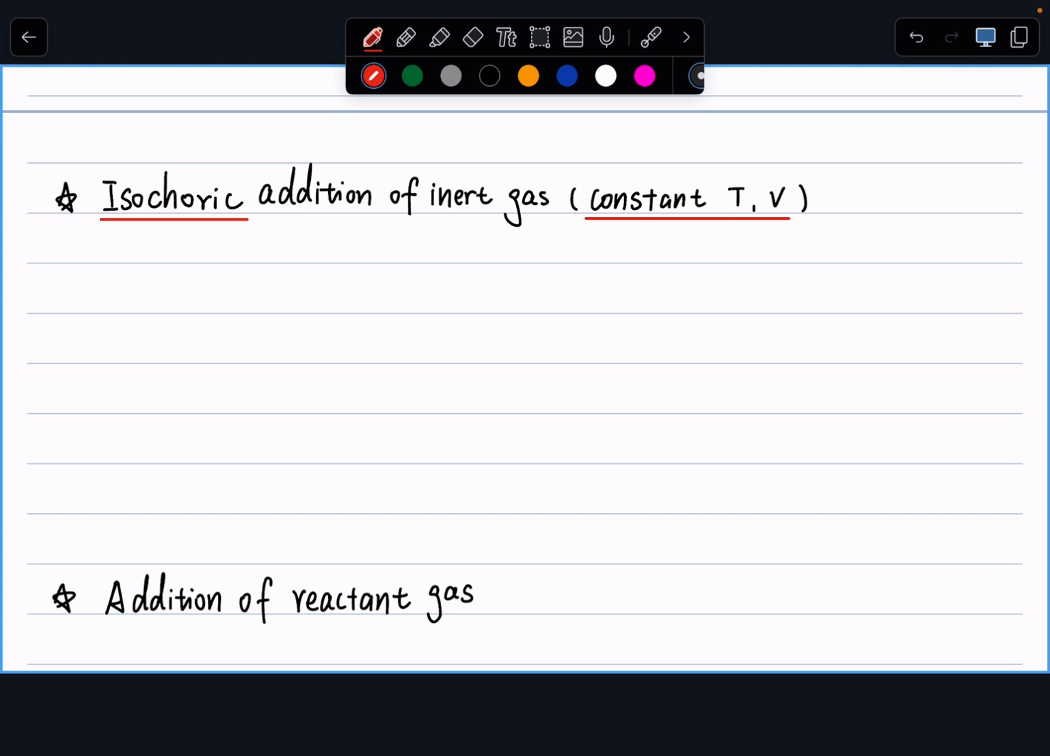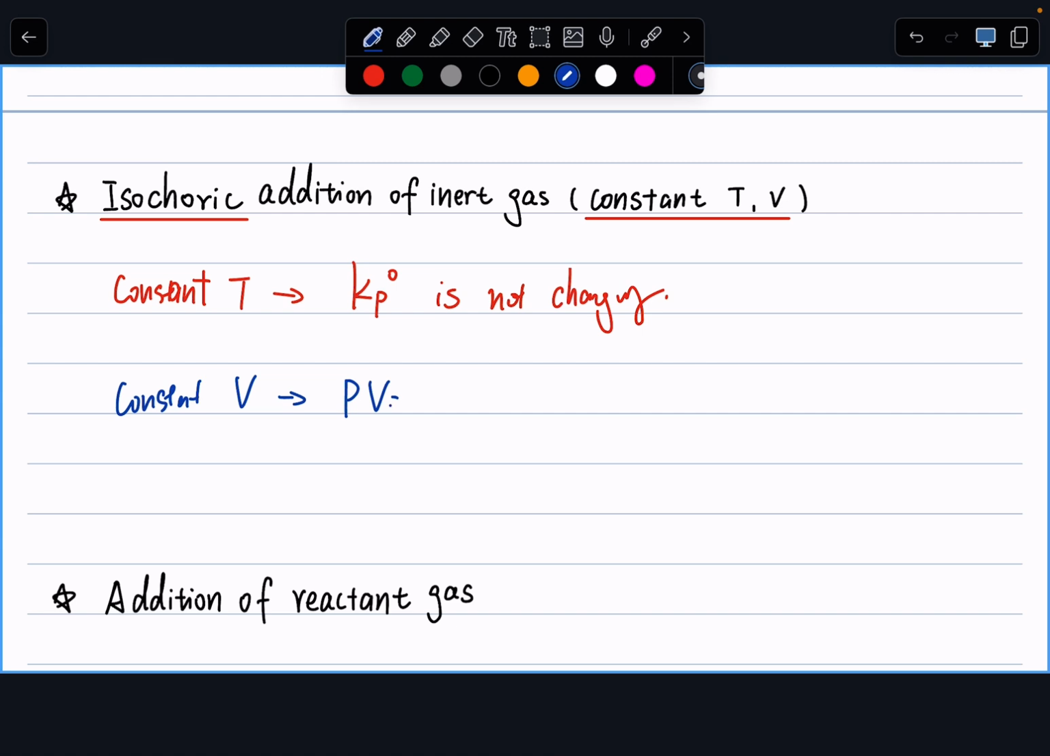So what do we have here? Now, first of all, constant temperature tells me my Kp naught is not changing. Right. And my constant volume tells me it's an ideal gas, right? So we always have PV equals nRT, or the partial pressure of any of my reactants or products equals the number of moles of that species times RT, divided by volume.